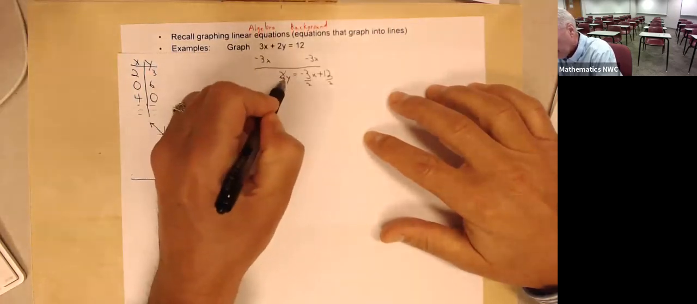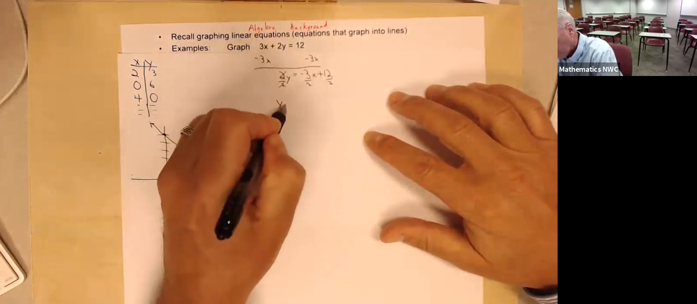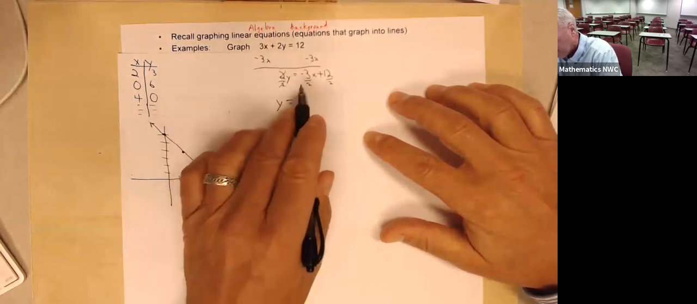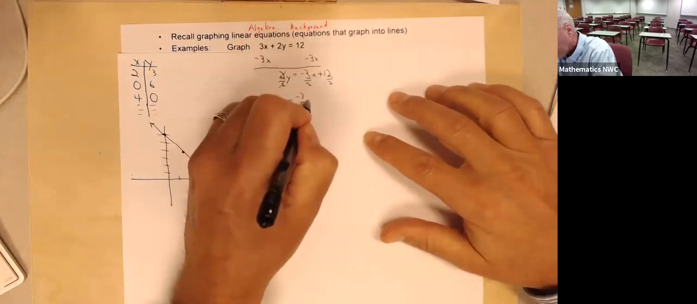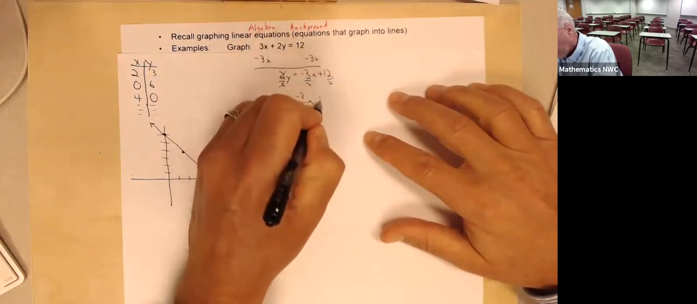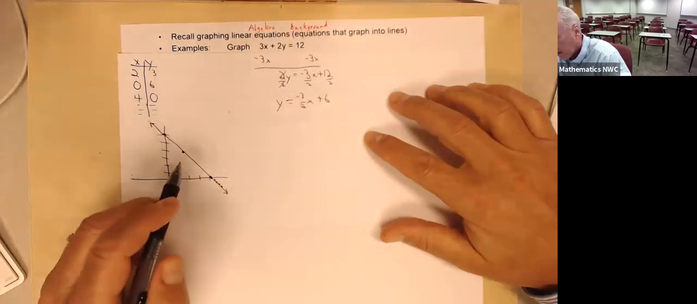The 2's cancel, which is what I wanted. I want to get the y by itself. Gives me a negative 3/2 x. And 12 divided by 2 is 6.